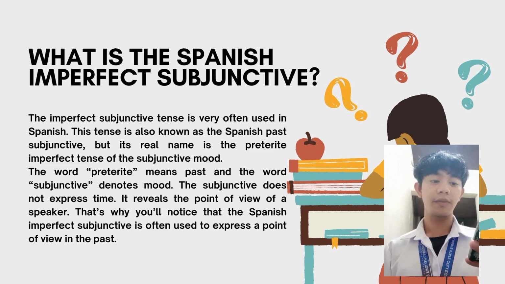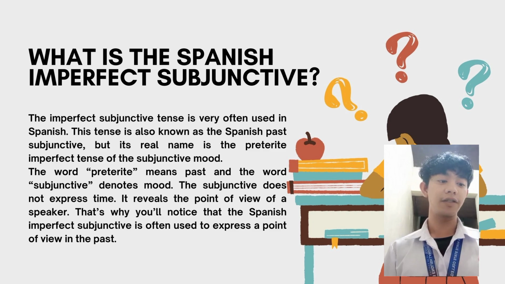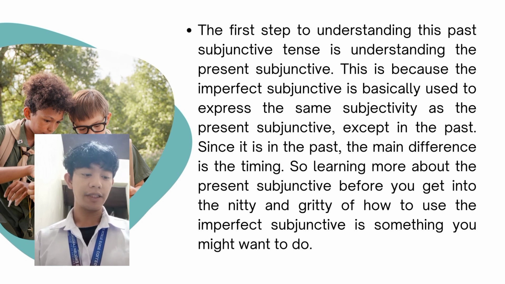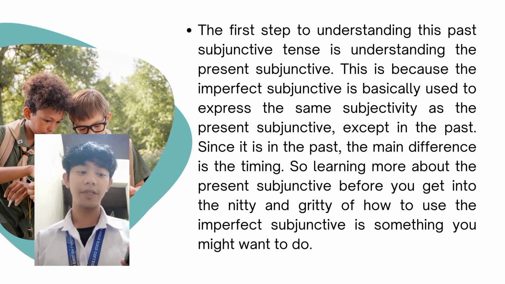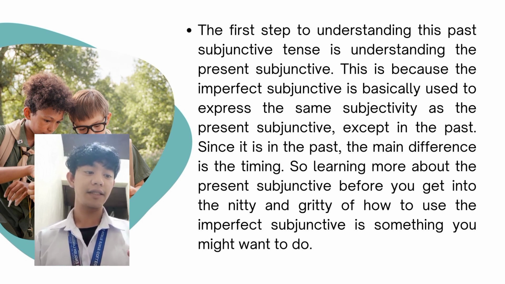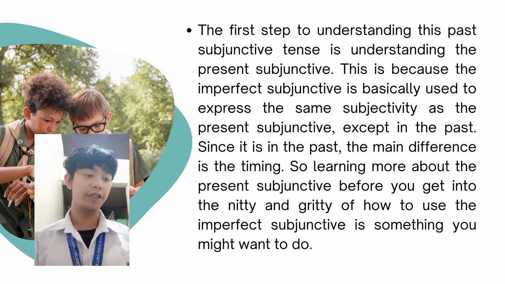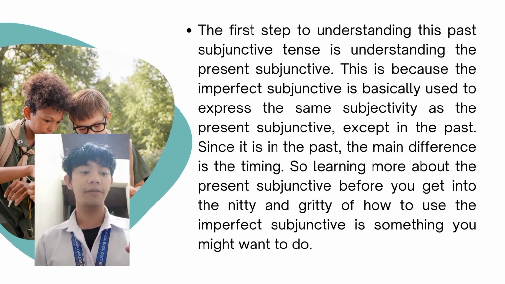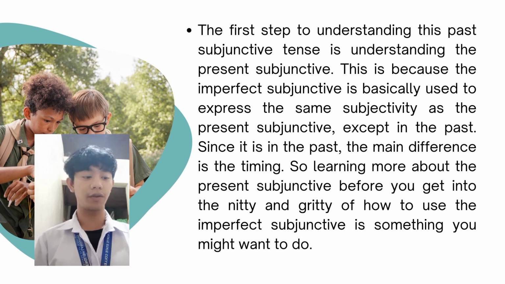That's why you'll notice that the Spanish imperfect subjunctive is often used to express a point of view in the past. The first step to understand this past subjunctive tense is understanding the present subjunctive. This is because the imperfect subjunctive is basically used to express the same subjectivity as the present subjunctive, except in the past. The main difference is the timing. So learning more about the present subjunctive before you get into the nitty-gritty of how to use the imperfect subjunctive is something you might want to do.